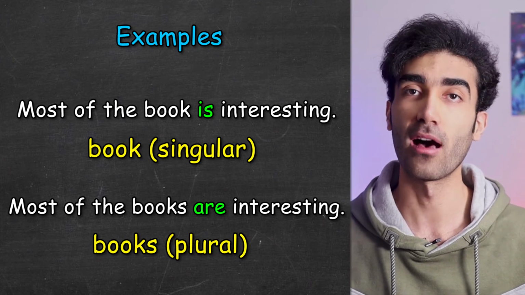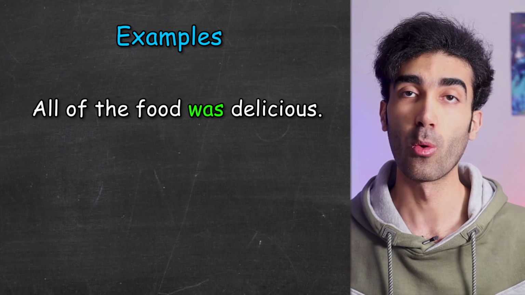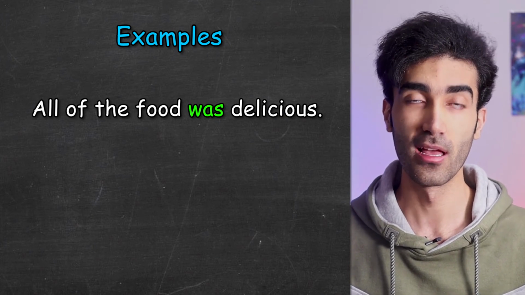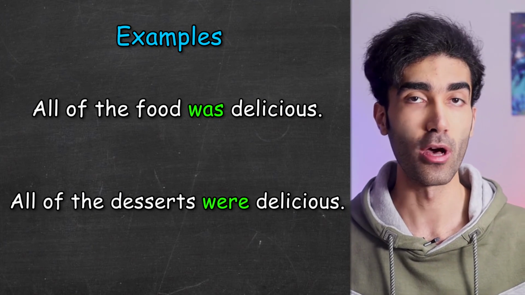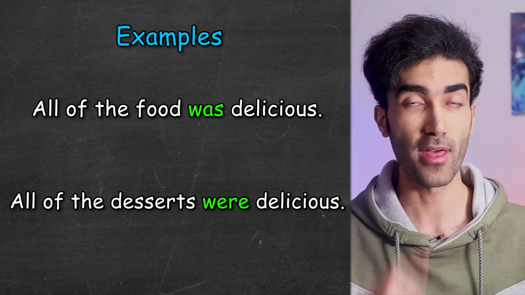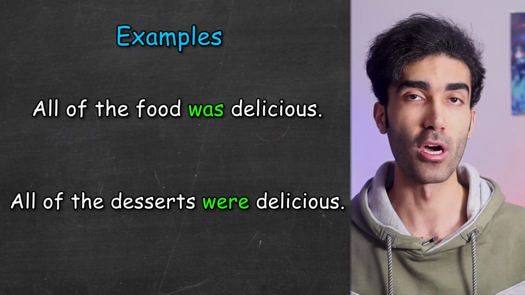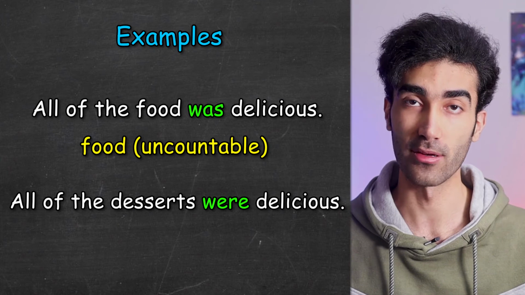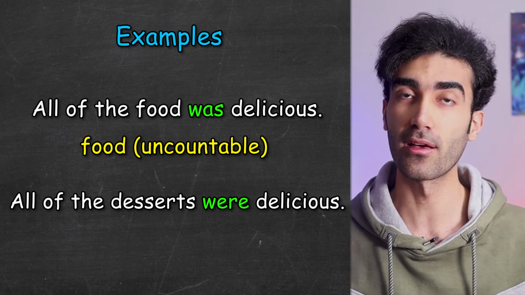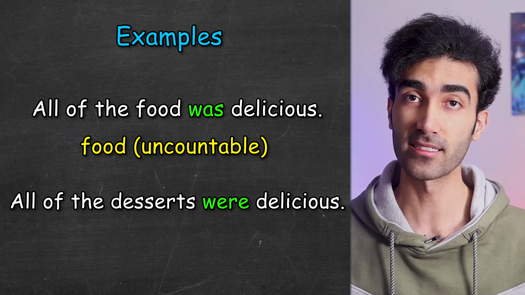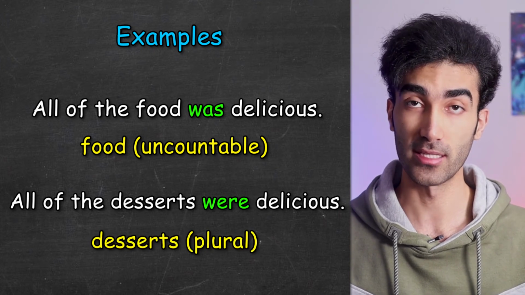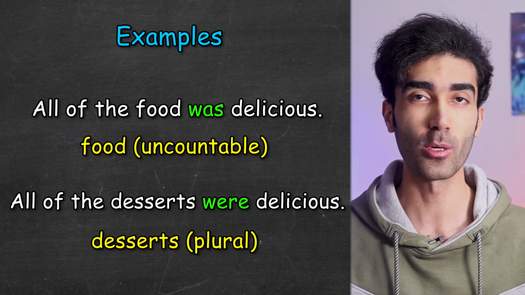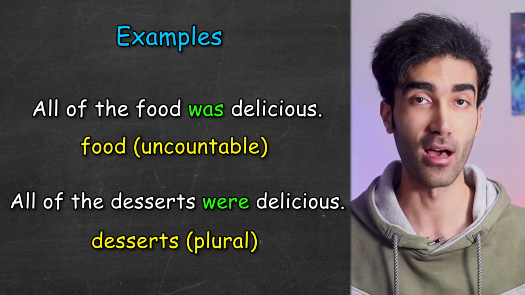All of the food was delicious. All of the desserts were delicious. Note that in the first sentence, the word food is an uncountable noun, so we have to use a singular verb. And in the second sentence, we have the word desserts, which is in a plural form, so we have to use a plural verb after it.